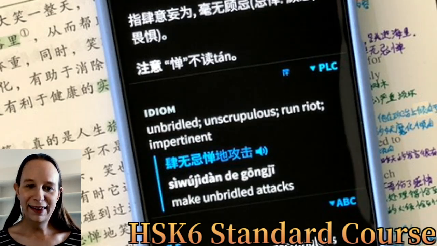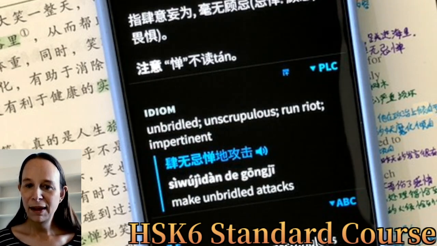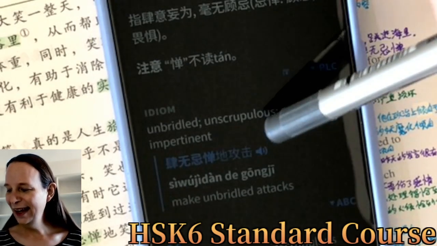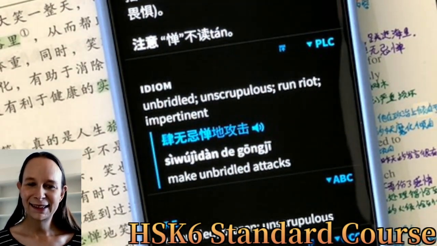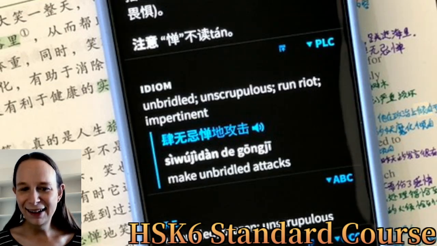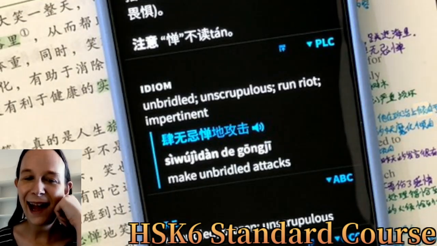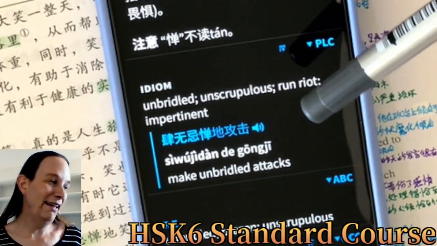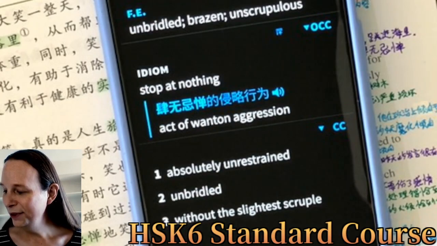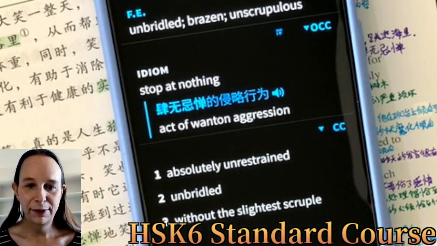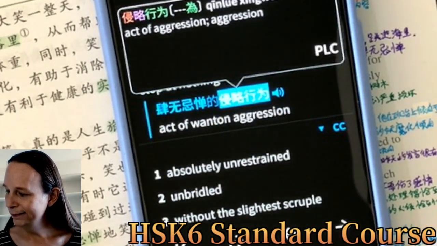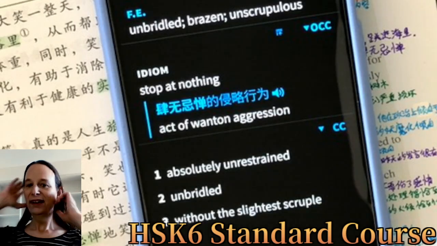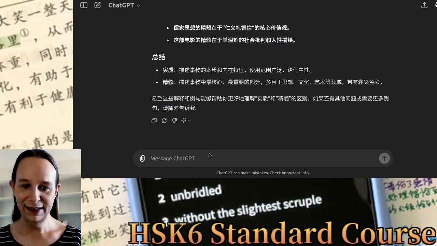So I think part of this is like you're not afraid of doing something, you're just doing a lot of it. Not necessarily unscrupulous. Unscrupulous means you're unconcerned whether or not it hurts someone or how it impacts someone else. It's like, eh, don't care who. 肆无忌惮的侵略行为, active aggression. Alright, wanton aggression. 肆无忌惮.